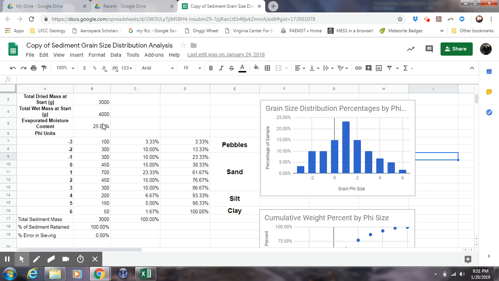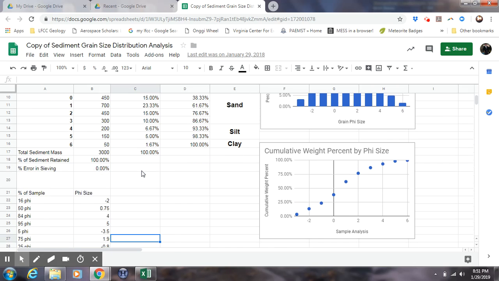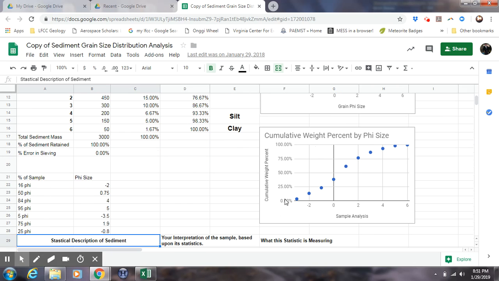So there's no evaporated moisture content to worry about, so don't even worry about that. Now, down here, you'll see that I made a graph of cumulative weight percent. On the y-axis, you have your percentages, and the x-axis, phi size. And you'll note that it starts at 0, and then it should have some curve to it.